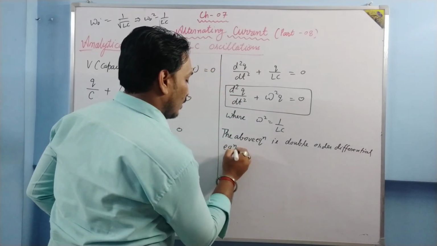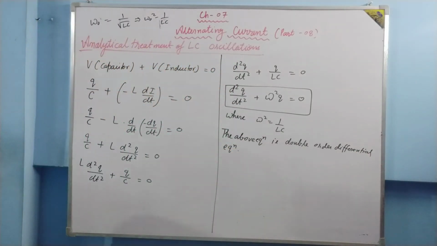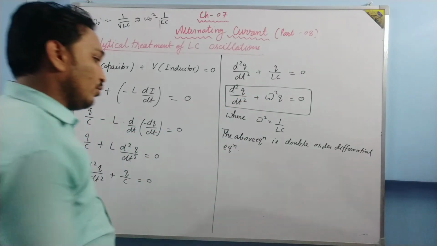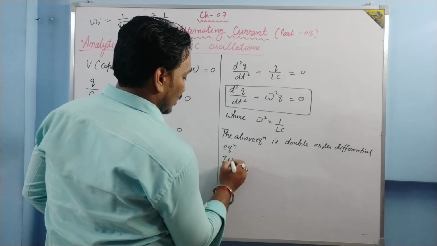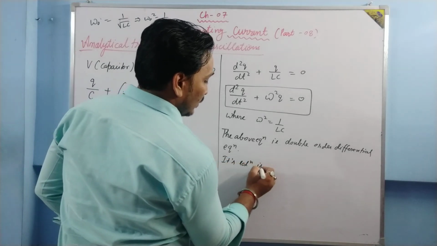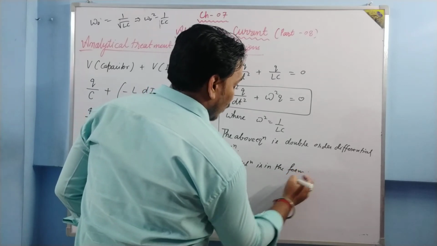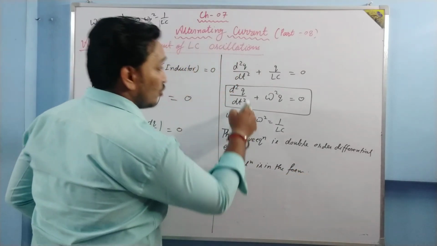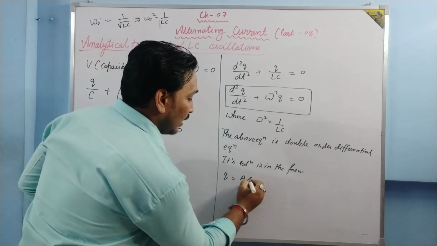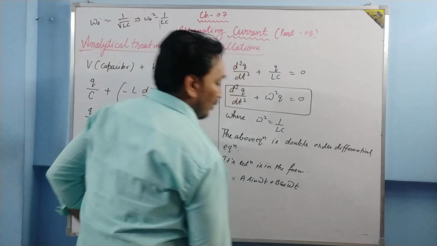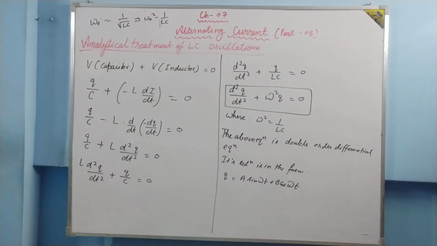Double order differential equation, and the solution of such an equation is either in terms of sine or in terms of cos, but we don't know what its solution is going to be. So I am going to say its solution is in the form q is equal to a sine omega t plus b cos omega t. I am writing both. Now I'll calculate the values of a and b.